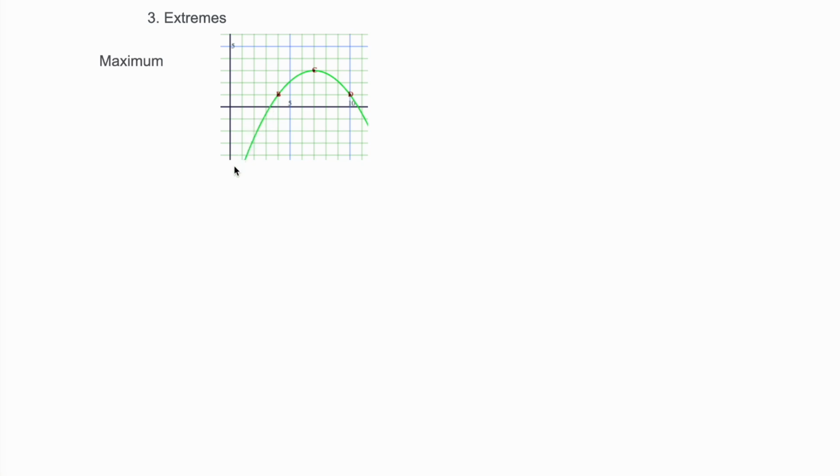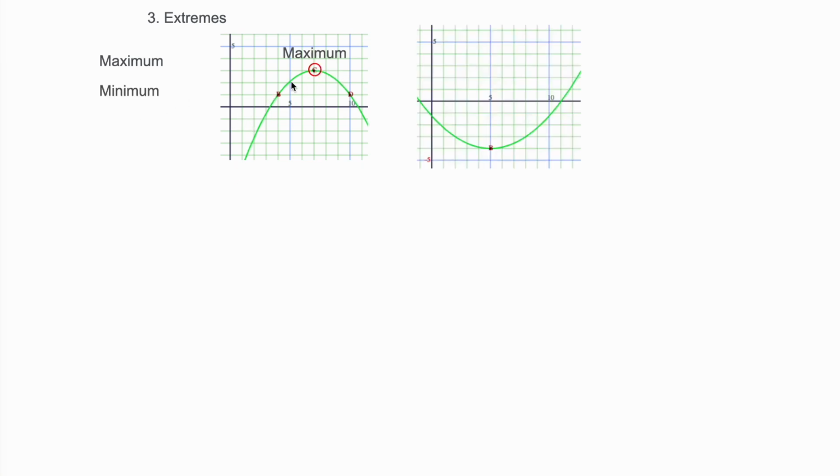It's the concept that the numbers keep going. It never reaches a minimum. This has a maximum. This is it. This is your maximum. Your minimum would be the lowest point.